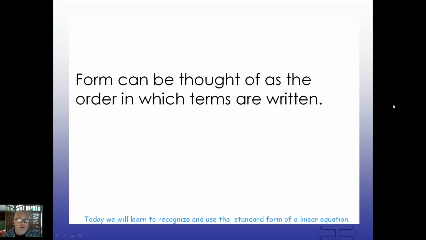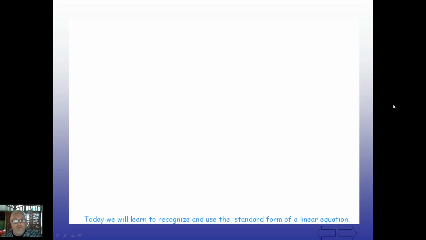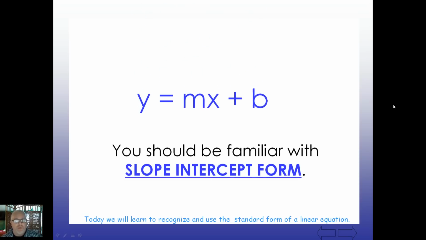Of course, form can be thought of as an order in which terms are written. In this case, you notice here we have y equals mx plus b. This is something from previous courses you've had called the slope-intercept form.